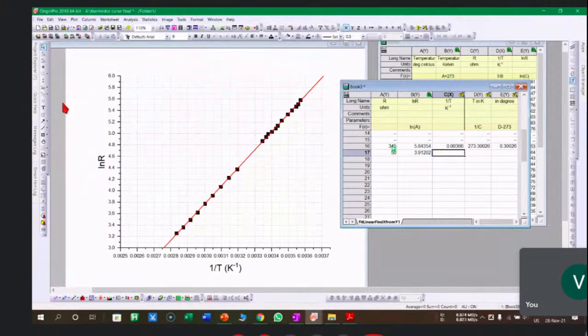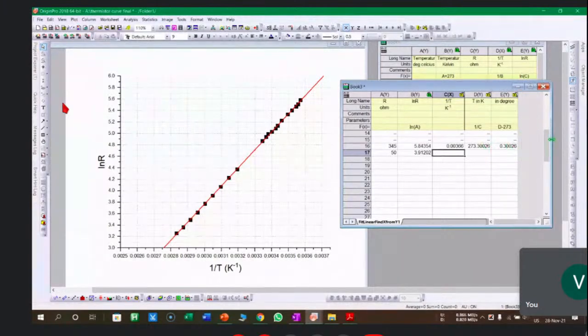But if I put 345 ohm at 0 degree centigrade, then ln R is given here as 5.84354. Then from this graph, 1 by T is given here as 0.00366, and from that graph, T is given as 273.30026. That means the temperature is now showing 0.30026.